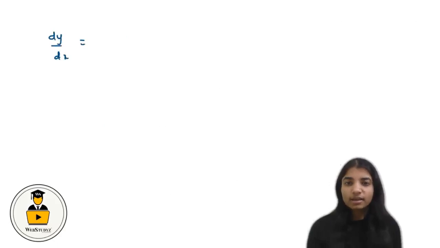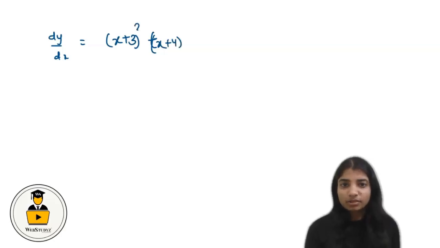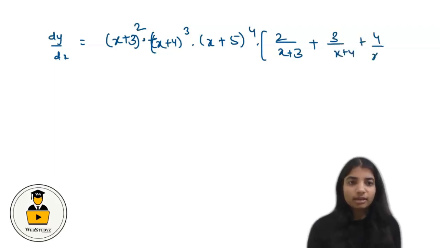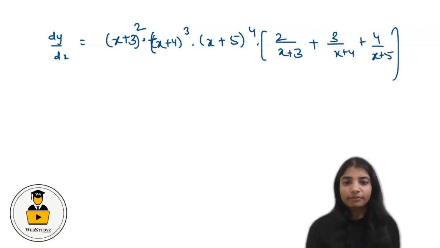Now putting the value of y, we are given the value of y, dy divided by dx, which is equal to x multiplied by x plus 3 raised to the power 2 multiplied by x plus 4 raised to the power 3 multiplied by x plus 5 raised to the power 4, which is further multiplied by 2 divided by x plus 3 plus 3 divided by x plus 4 plus 4 divided by x plus 5.